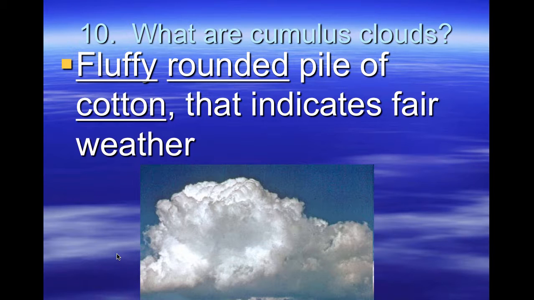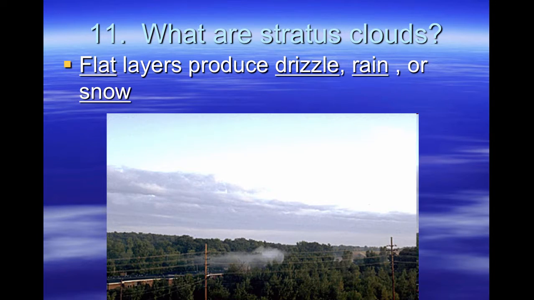So there's three main types of clouds. There's a cumulus cloud. This is the fluffy rounded pile of cotton. It indicates fair weather. It's the one that we often lay back and look at and see all types of shapes and features. It's a very fair weather cloud, so it means we're going to have a beautiful day. This is a stratus cloud. Oftentimes you can't even see the line of a stratus cloud because it completely overcasts the sky. Stratus means layers, and it produces drizzle, rain, or snow.